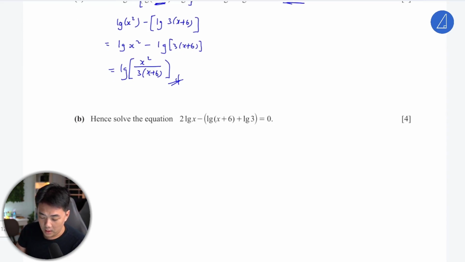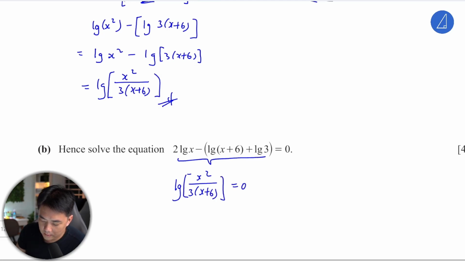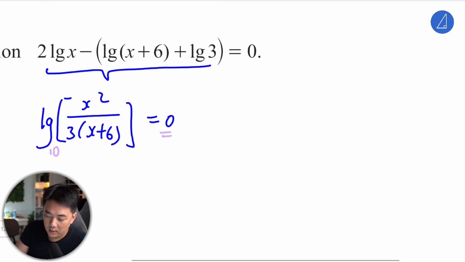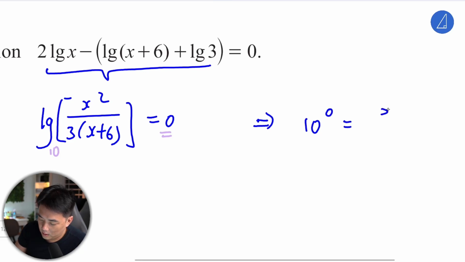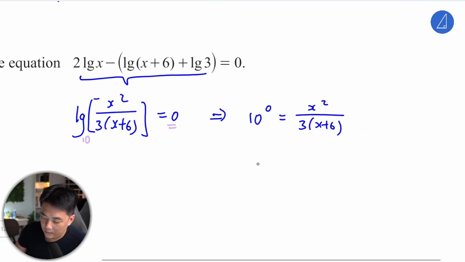Hence, solve this equation here. We know that this will be changed to log of x squared over (3x plus 6) equals 0. Just change this to the index form. This is base 10, so 10 to the power 0 equals the term inside here, x squared over (3x plus 6). And we know 10 to the power 0 is 1. So once we get that, we're quite okay.